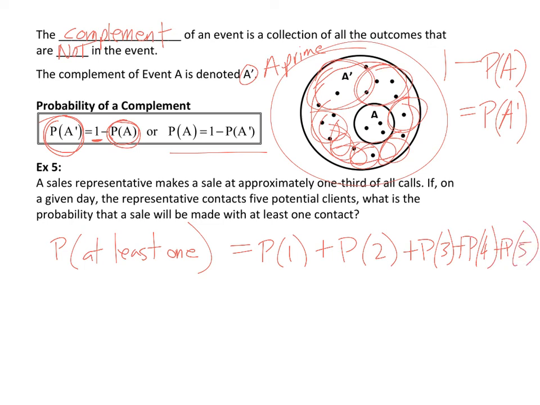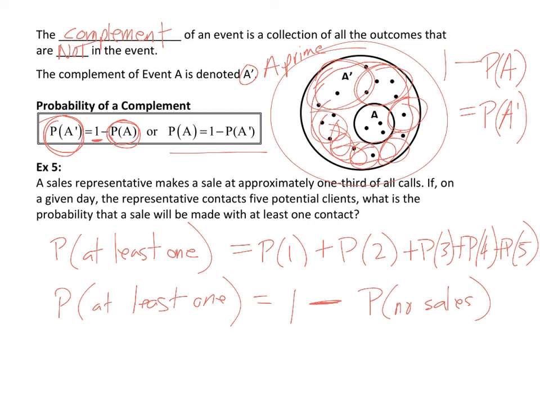But here's the power of the complement idea. Okay, well, what's the complement of at least 1? What's the other probability that's not included? The probability of 0, right? The probability of no sales. 0 sales. All right, and what am I going to subtract that from? Well, what do all of the probabilities add up to? 1. So I just subtract that from 1, and boom, I got my probability. That saves you a lot of time.